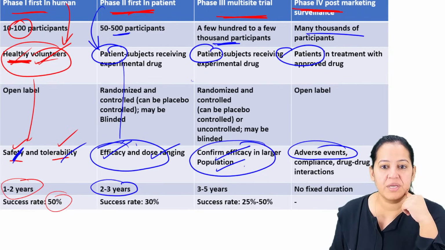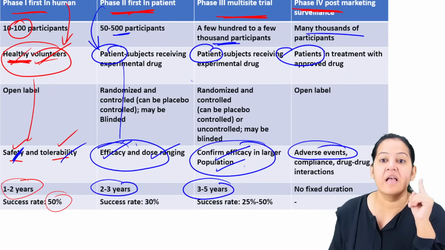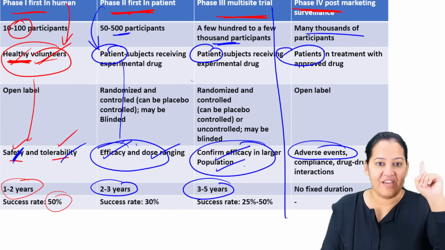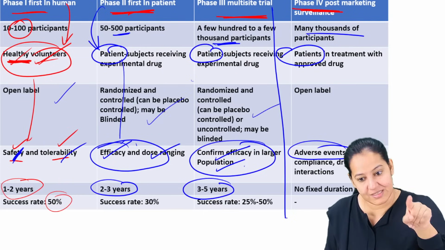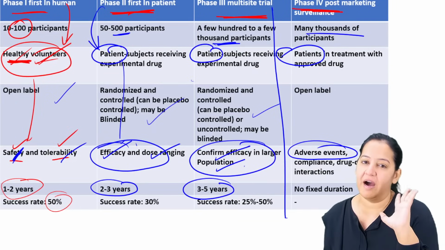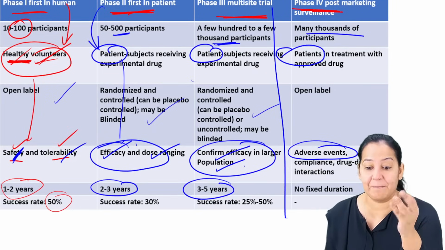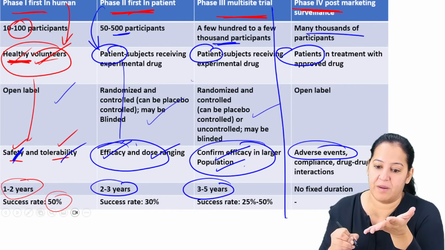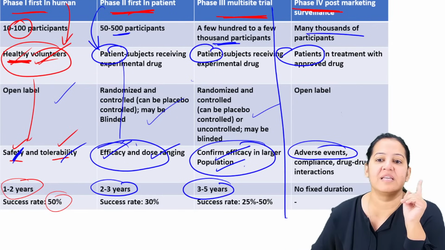Here it is done for 2 to 3 years. This is for 3 to 5 years. And here it is post marketing. Once phase 1, phase 2, and phase 3 are done, you will get the permission to launch it in the market. So in the market, it will be available in medical stores and all hospitals. The patients will use it, the doctors will prescribe it, and post-marketing, we will see the adverse effects.